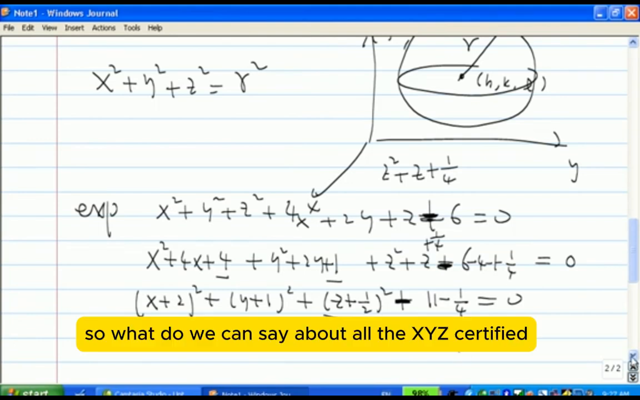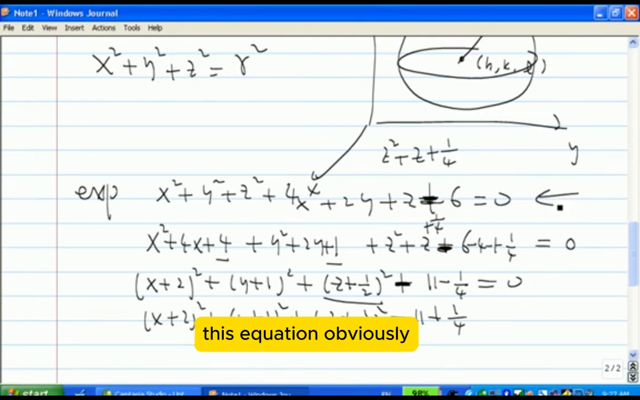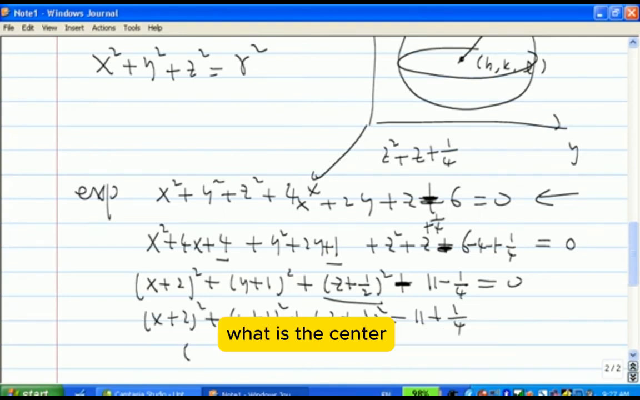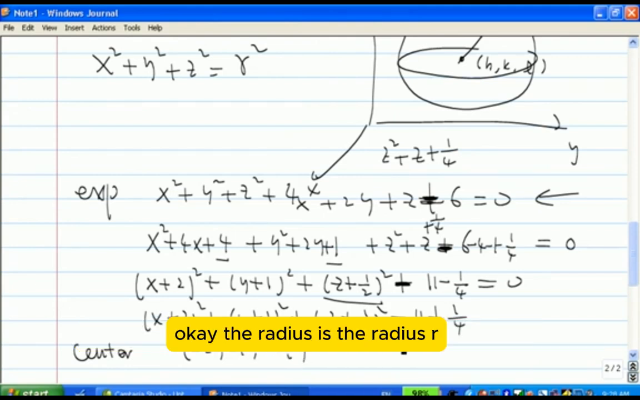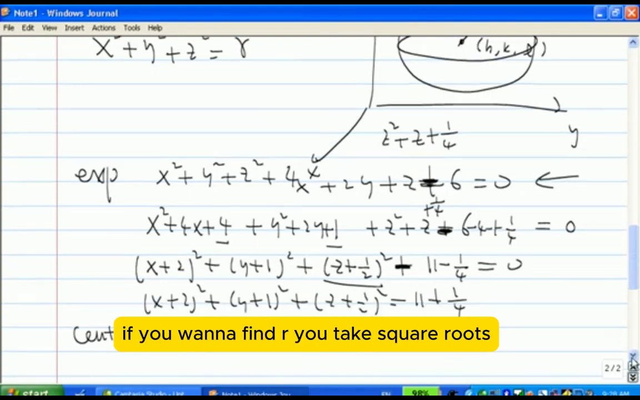So what can we say about all the x, y, z that satisfy this equation? Obviously, they form a surface. They form a sphere, and what is the center? The center is minus 2, minus 1, and minus 1/2. The radius r there is r squared equal to 11 plus 1/4. If you want to find r, you take the square root.